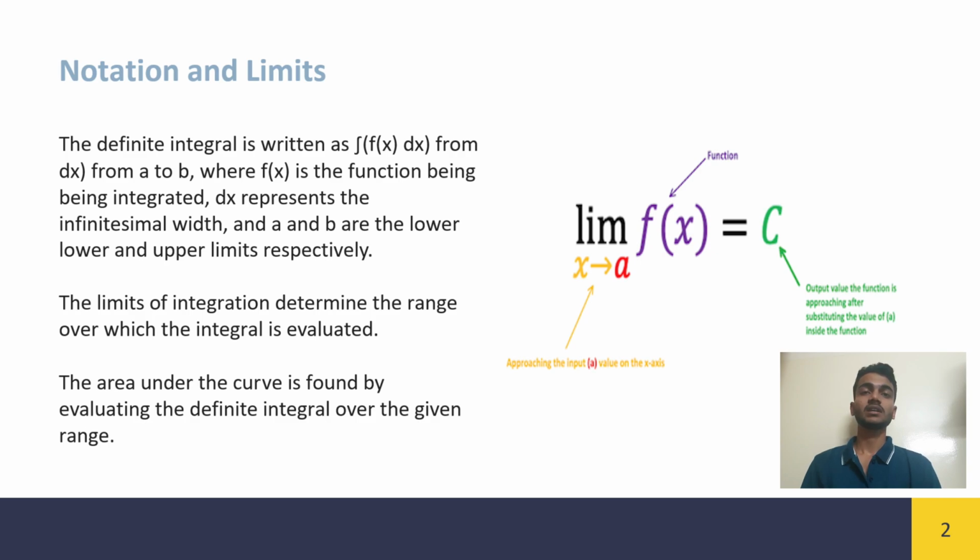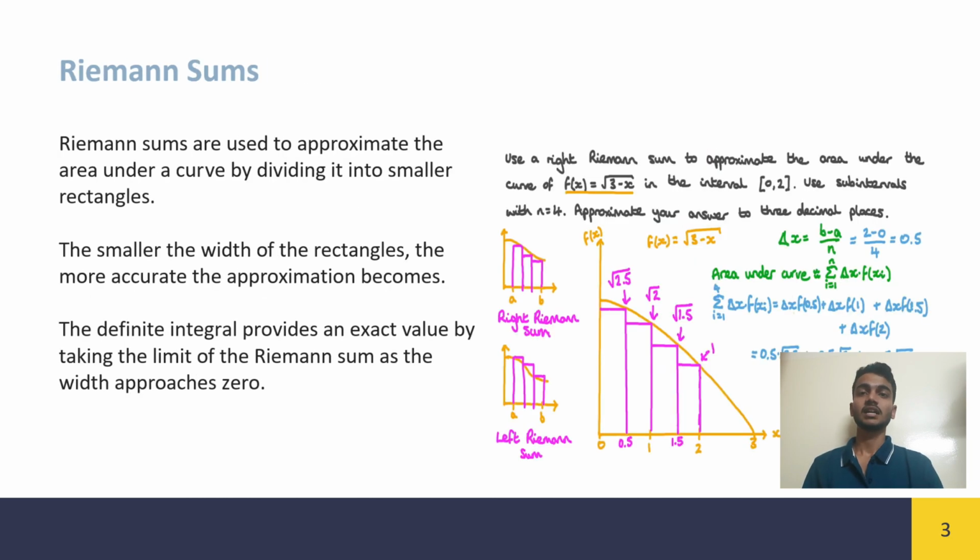You can see here limit of f of x is equal to c, where x approaches a, the input value on the axis. f of x means function, and c is the output value the function is approaching after substituting the value of a inside the function. Riemann sums.